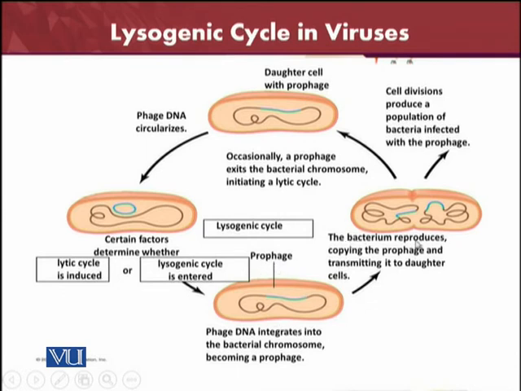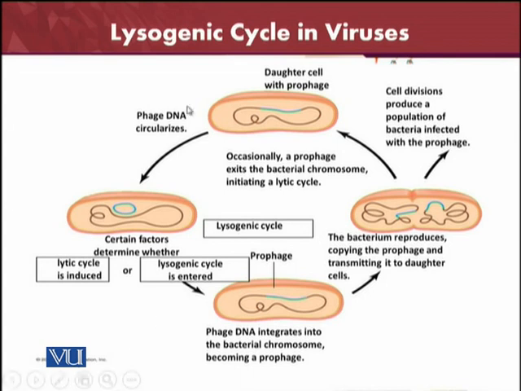Then the bacterium reproduces, copying the prophage and transmitting it into the daughter cells. A large number of daughter cells are produced carrying the prophage. Cell division produces a population of bacteria infected with the prophage. Sometimes the prophage exists in the bacterial chromosome and initiates the lytic cycle. Or sometimes the different viral proteins and capsids come together and assemble, and the bacteria burst and the viruses go out into the environment.